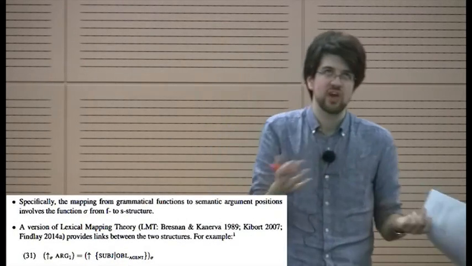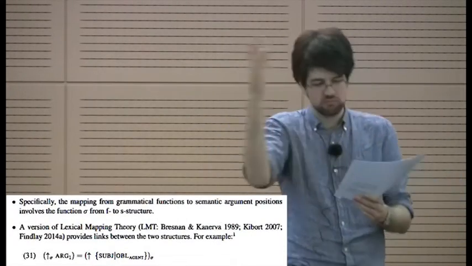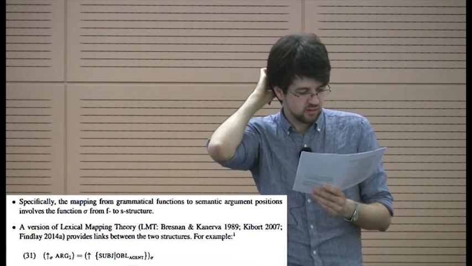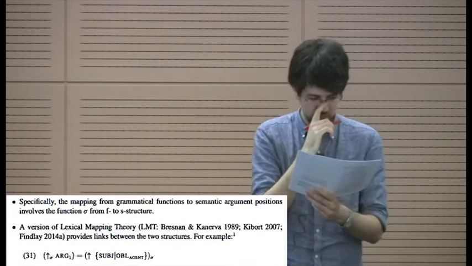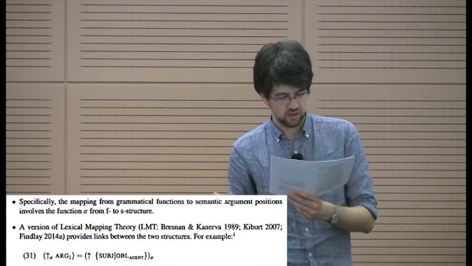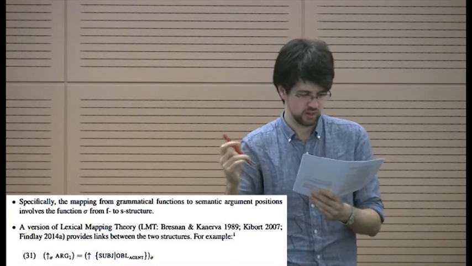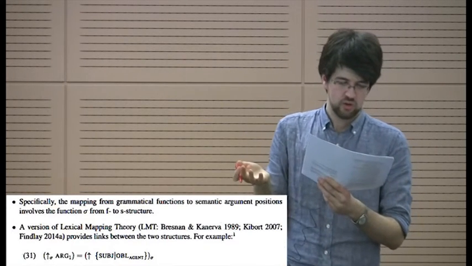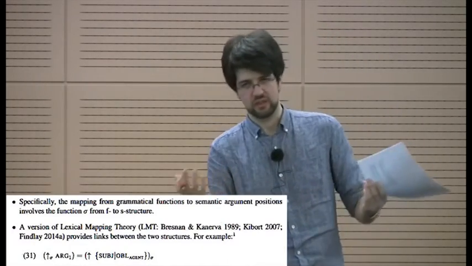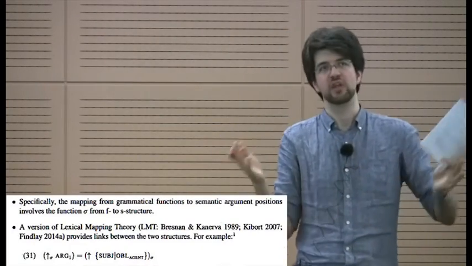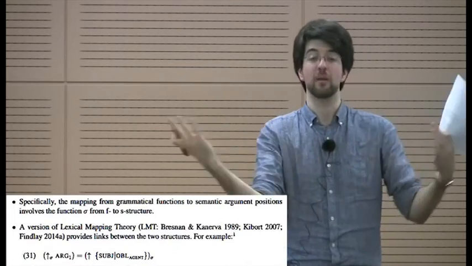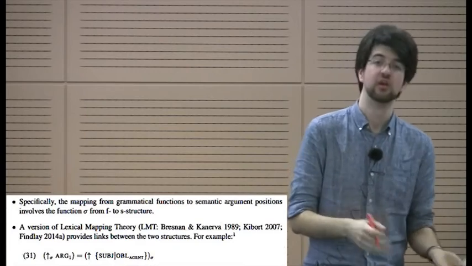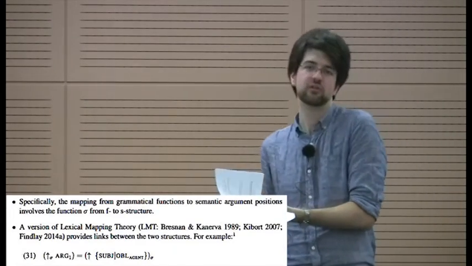So really what we want to describe is the mapping from the F structure to the semantic structure. The way that I'm going to do this is based on some recent work by Masude, Joglo, me and some other people, where we have some version of lexical mapping theory, which is a family of theories that describe these relations between grammatical functional things and semantic arguments, wherever they may be.